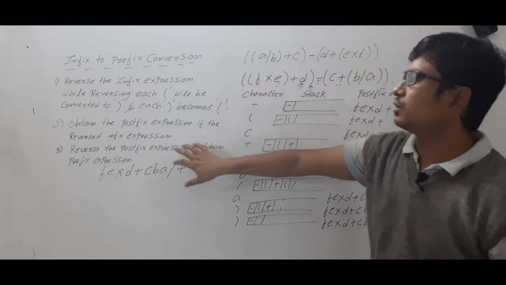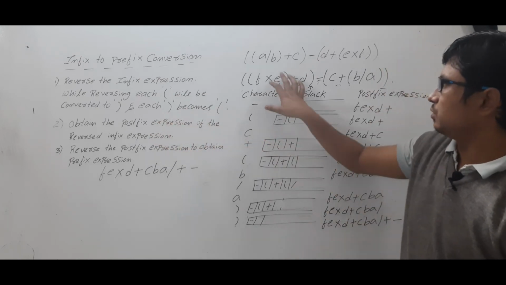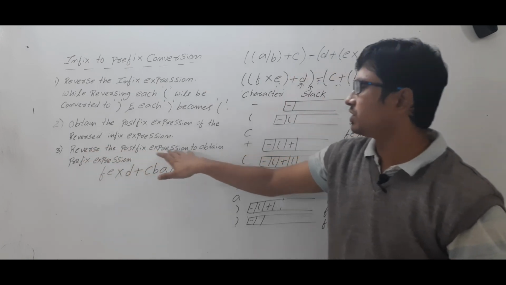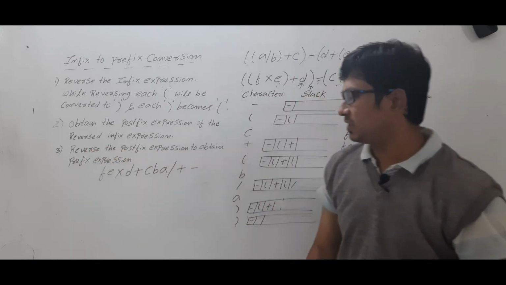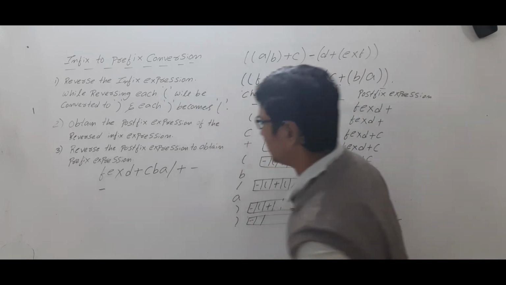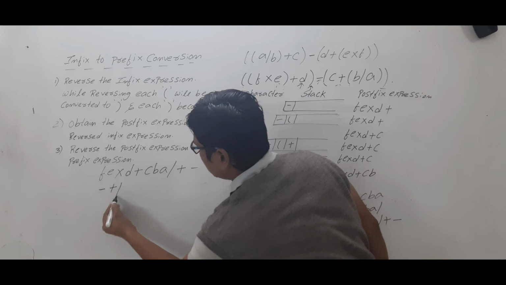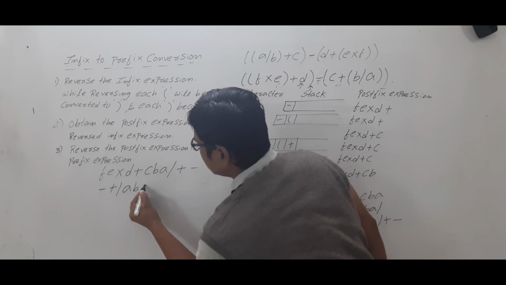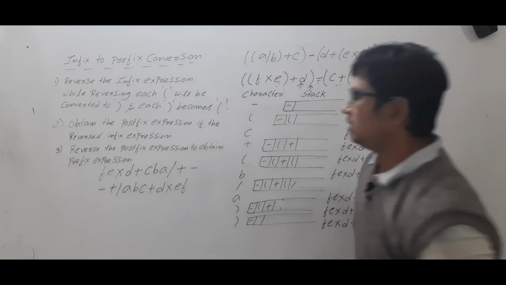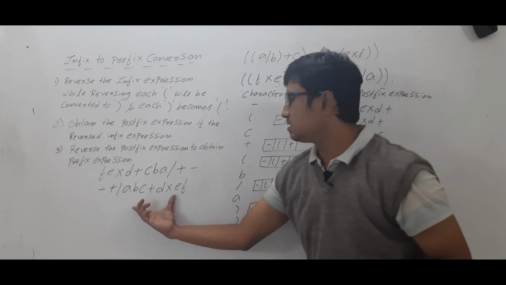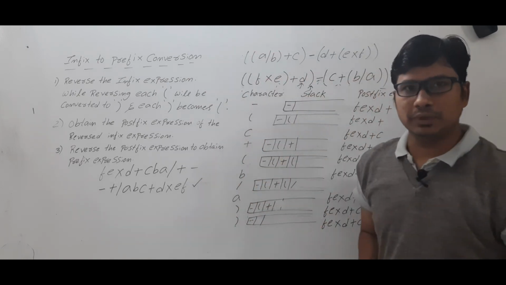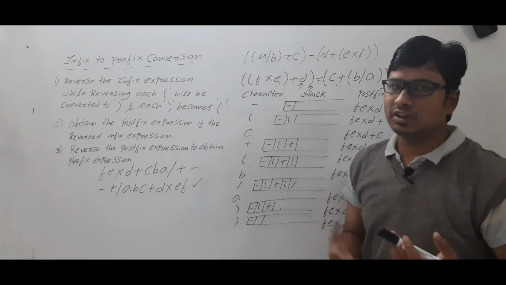This is step 2, because we have reversed the infix expression, and that was step 1. Now step 2 is to obtain the postfix expression, and we got the postfix expression. What is step 3? Reverse the postfix expression to obtain the prefix expression. So if I reverse it, I will get minus, addition, division, A, B, C, plus, D into E, F. Okay, so this is the prefix expression for the given input expression.